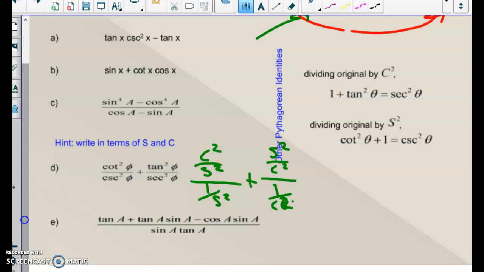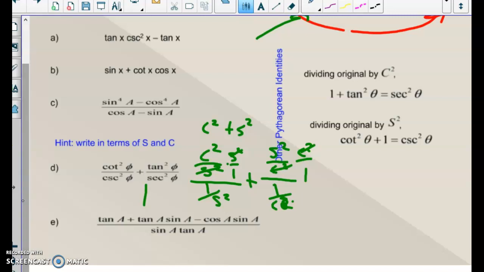Alright, so when we divide, we multiply by the reciprocal, so this would become sine squared over 1, and I'm left with cosine squared. Down here, same deal, and I'm left with sine squared. And we know that sine squared plus cosine squared is equal to 1.